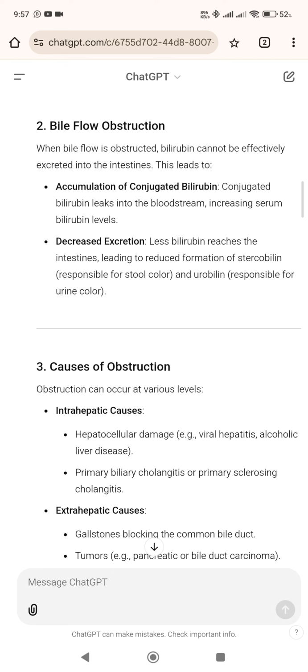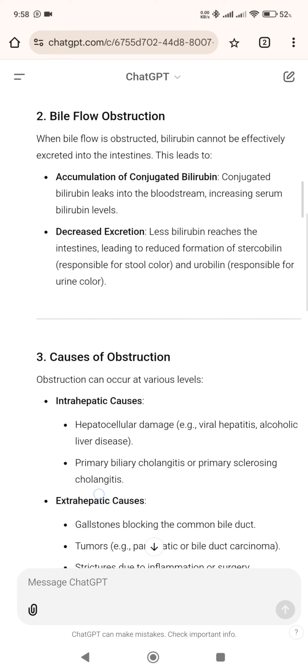2. Bile flow obstruction. When bile flow is obstructed, bilirubin cannot be effectively excreted into the intestines. This leads to accumulation of conjugated bilirubin. Conjugated bilirubin leaks into the bloodstream, increasing serum bilirubin levels. Decreased excretion. Less bilirubin reaches the intestines, leading to reduced formation of stercobilin, responsible for stool color, and urobilin, responsible for urine color.